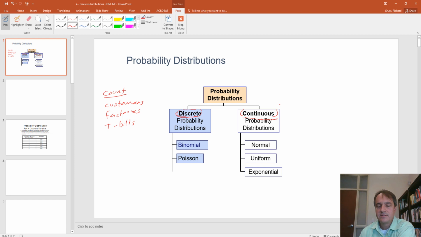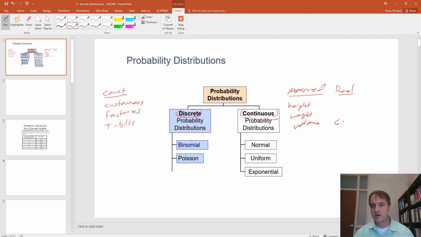On the other hand, we've got these continuous probability distributions that deal with quantities that are measured with some kind of instrument. These are quantities like height and weight and volume. And these can take on all real values, so they're not constrained to being integers. They can be partial numbers. For example, we can talk about 6.52 cubic centimeters, but we can't talk about 6.52 customers. So that's where these probability distributions are distinguished.